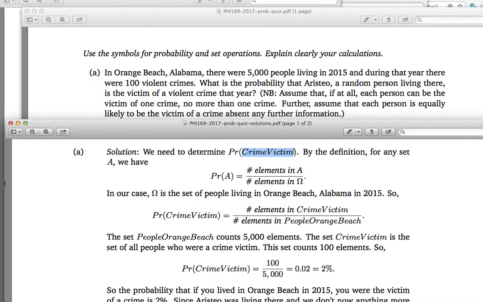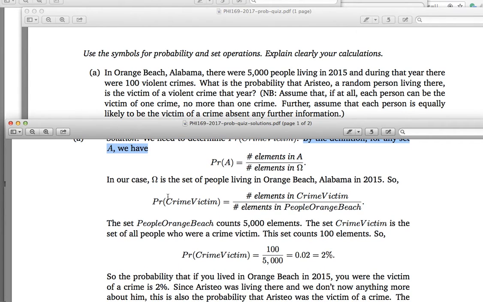Now, if you remember, by definition, for any set A, we have that the probability of A is the number of elements in A divided by the number of elements in omega, where omega is the sample space. So in our case, omega is the set of people living in Orange Beach, Alabama, right? Because there is nothing else in the case we're considering, nothing besides that.